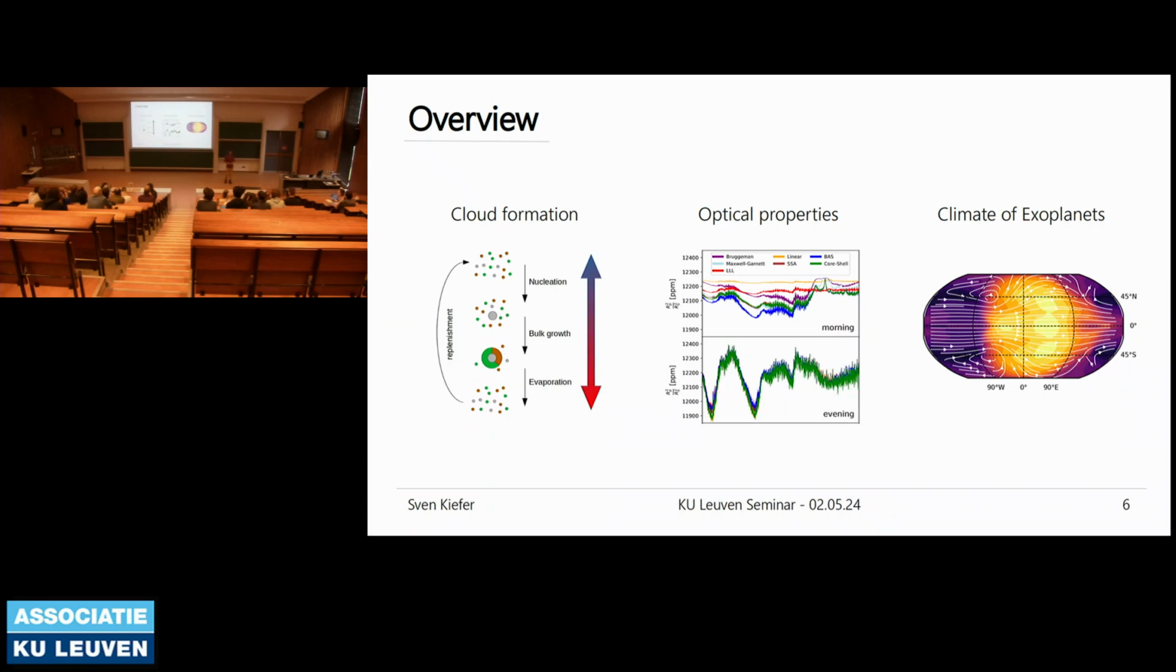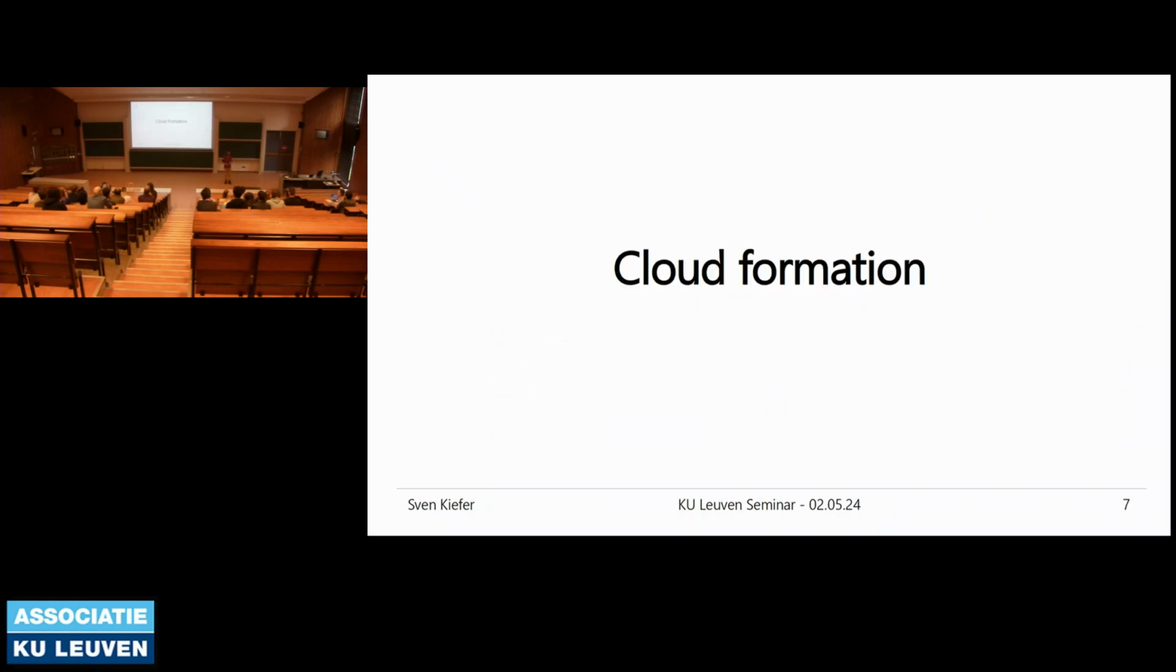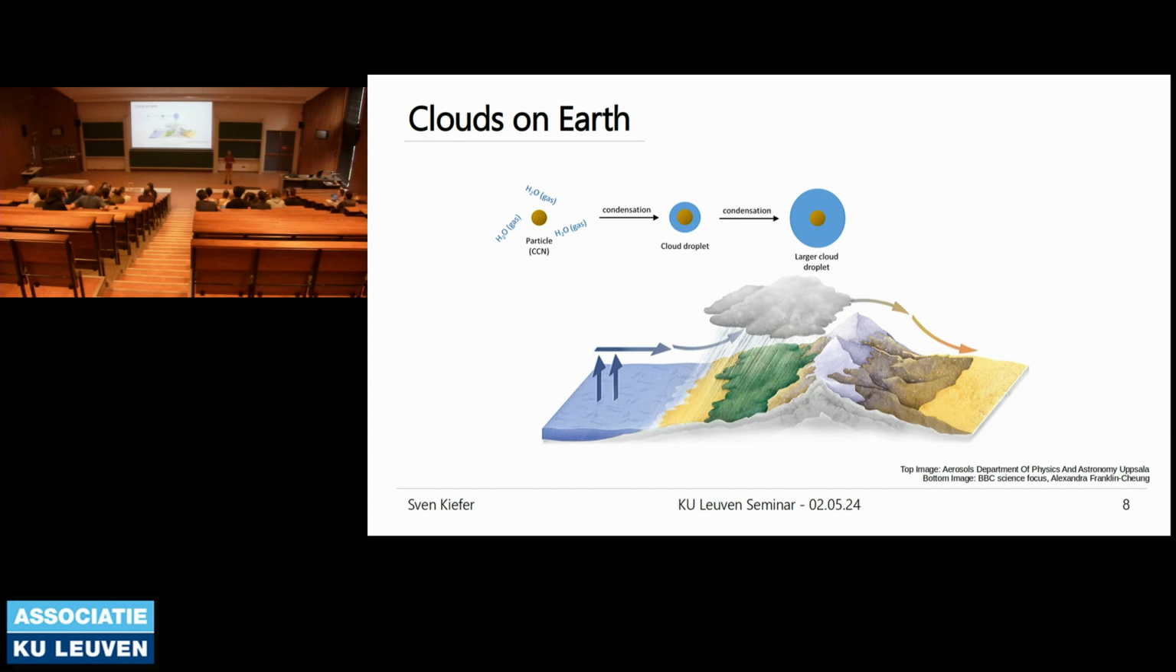Good. Then with that, let's start with the basics. Let's start a little bit with the theory behind it. And before I go into how it works on exoplanets, just a very small recap from your high school classes, how it actually works on Earth. So on Earth, cloud formation starts with an aerosol, which we also call a cloud condensation nuclei, and which is basically just a small dust particle that originates from forest fires, volcanic activity, pollution. So there's a lot of possible origins for those particles.